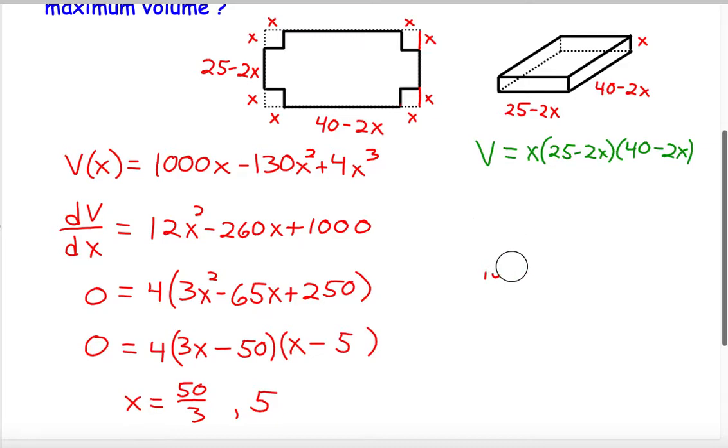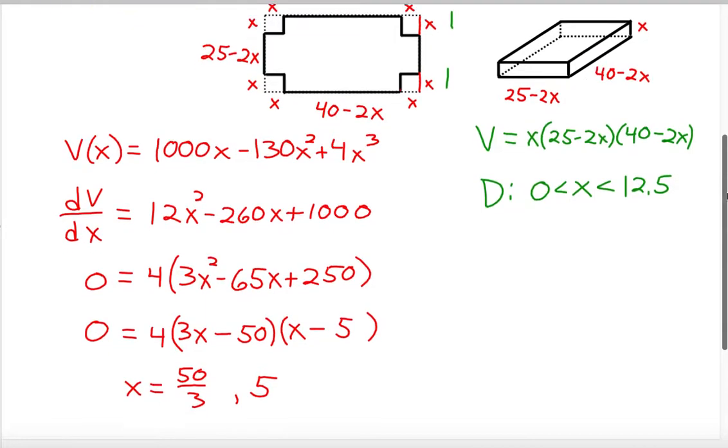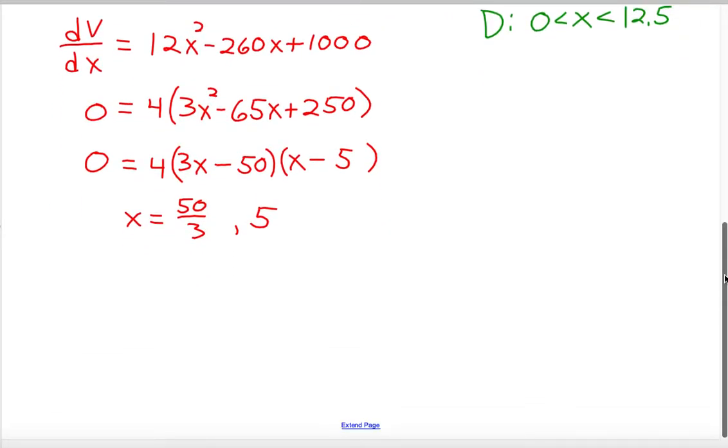So it's important to look at the domain of your function when you're applying it. So the domain of this function is x has to be greater than 0, but then it's going to have to be less than 12.5, because 2 of these x's here have to be less than 25. So x has to be less than 12.5. So because of that domain, I can throw out 50 over 3. So the only possibility I have is x equals 5.